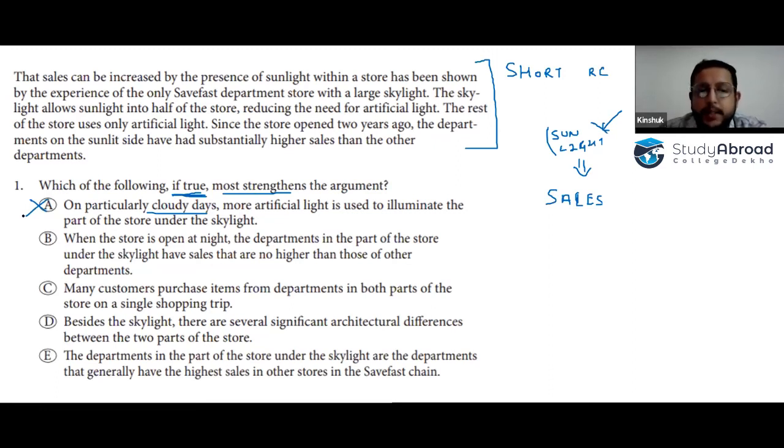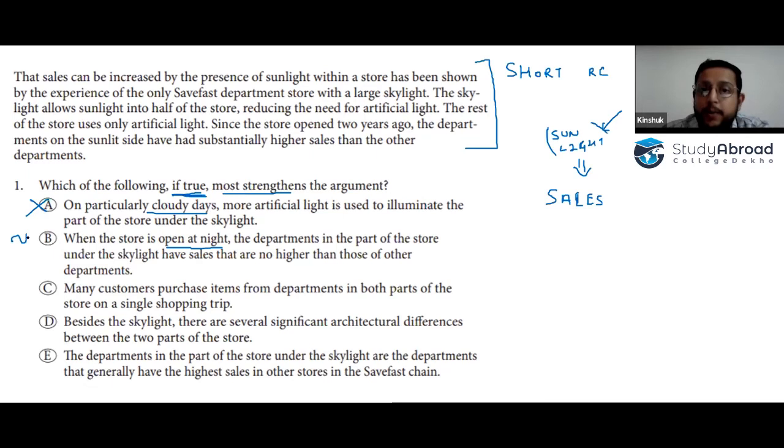Now answer choice B says, when the store is open at night, departments in the part of the store under the skylight have sales that are no higher than those of the other departments. So now they are talking about nighttime. Nighttime means there will be no sunlight. And under these conditions, when there is no sunlight, they are telling us that sales are no different. They are no higher, right? So sales are not affected at night. That means it points towards sunlight having something to do with it. So of course, we'll have to hold on to this answer choice.